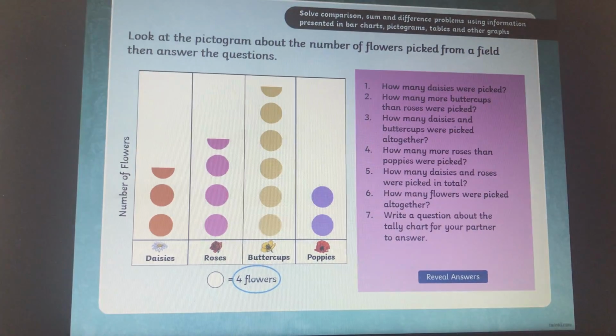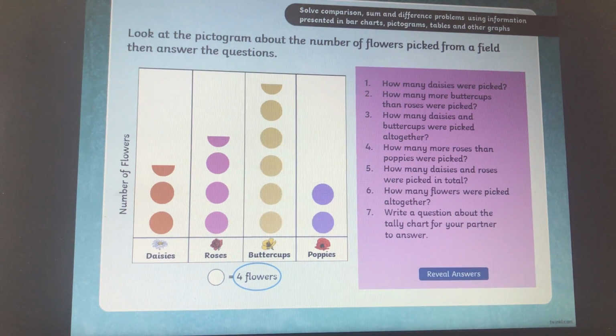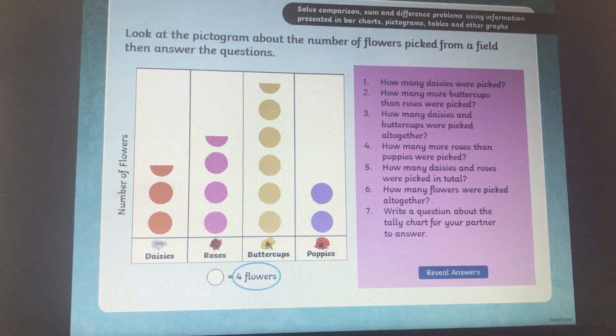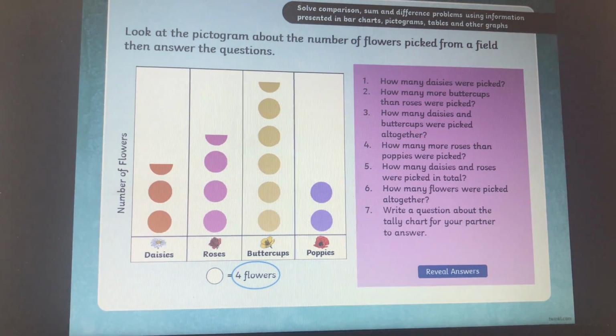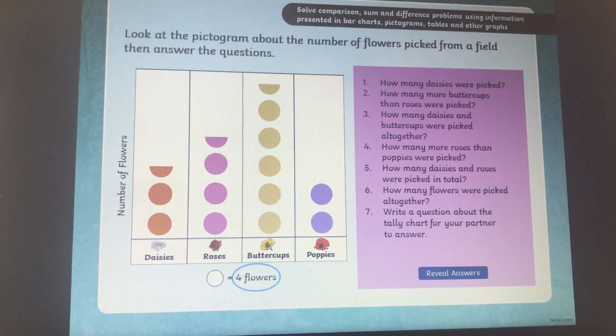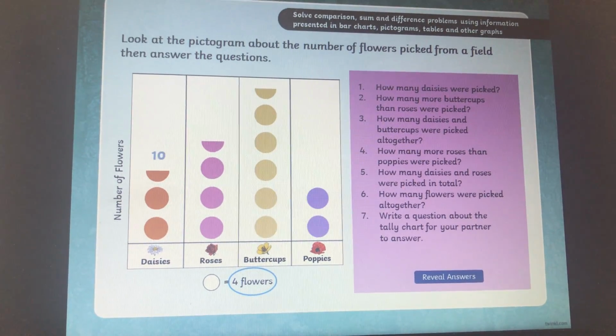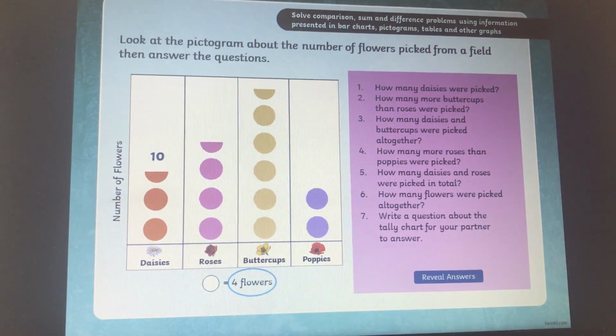Question number 1. How many daisies were picked? Look at the daisies and see how many circles there are, and work it out using the 4 times table. 4, 8, half a circle equals 2, so the answer is 10.